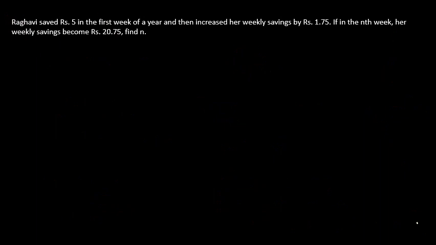In this question, Raghavi saved rupees 5 in the first week of a year and then increased her weekly savings by rupees 1.75. If in the nth week her weekly savings become rupees 20.75, then you have to find n. By now we have understood that this is a type of arithmetic progression, because there is a common difference.